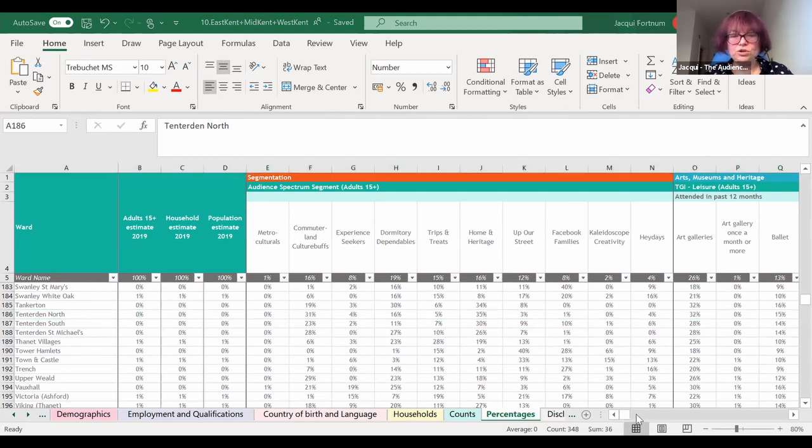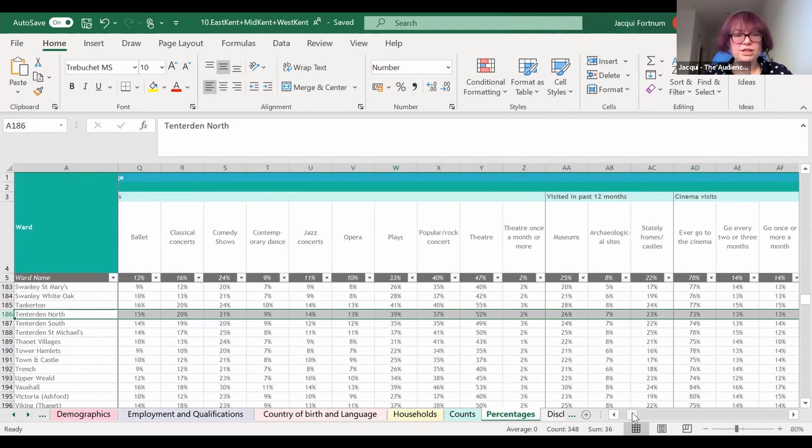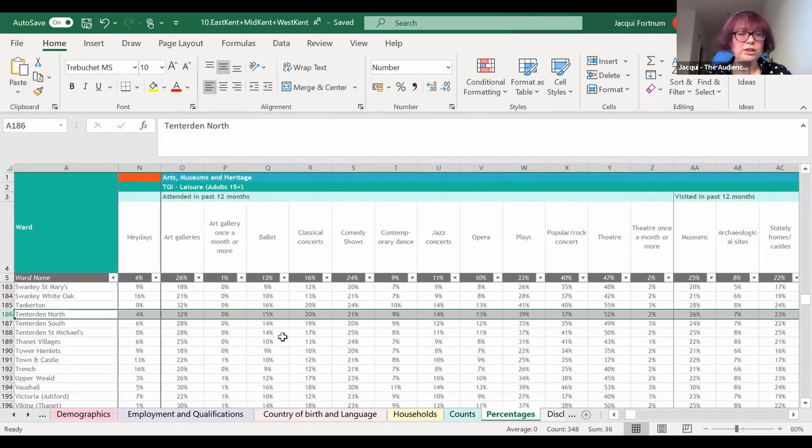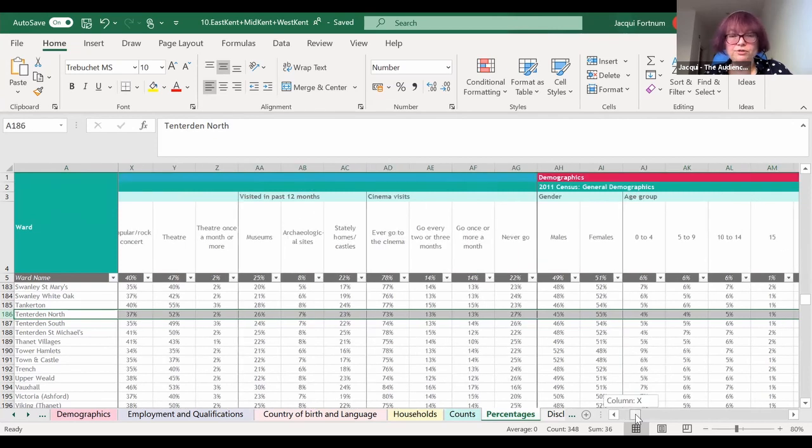And when you look across at all the other metrics, you can do the same. So you can see what sort of things people are doing. In this area, quite a high proportion of people are interested in visiting art galleries, classical concerts, comedy is popular, plays are popular, and theatre. So people are getting out and about and doing various different things.